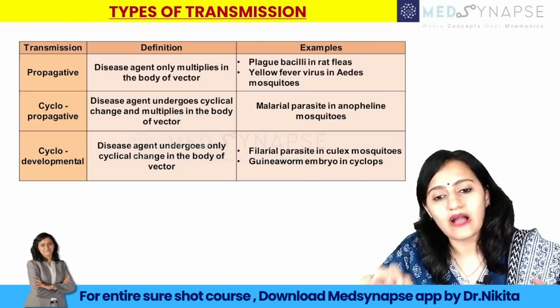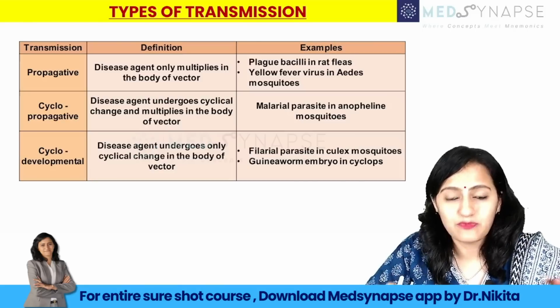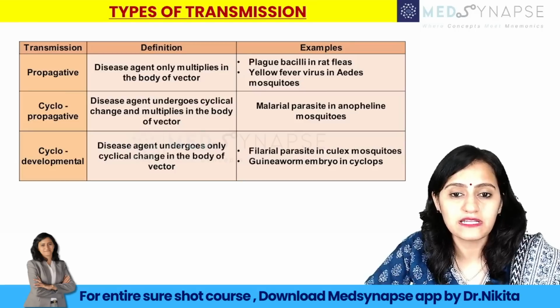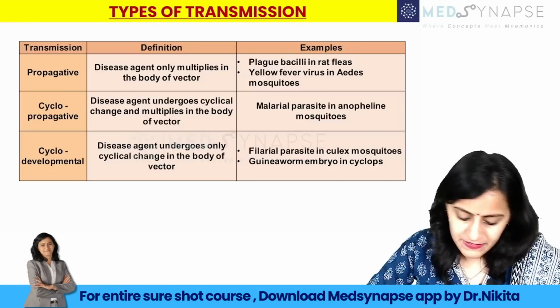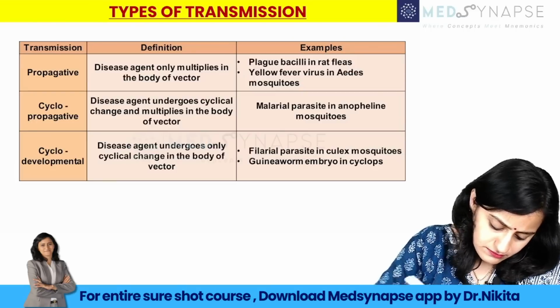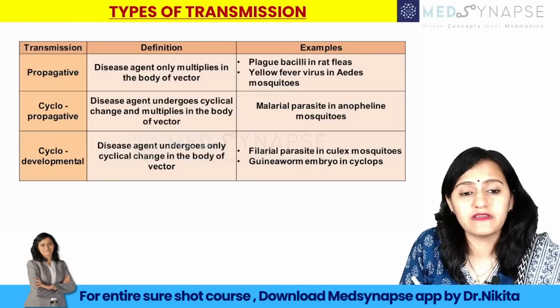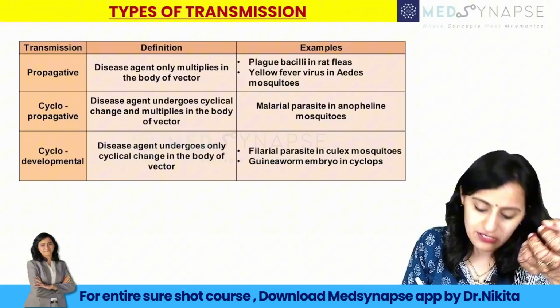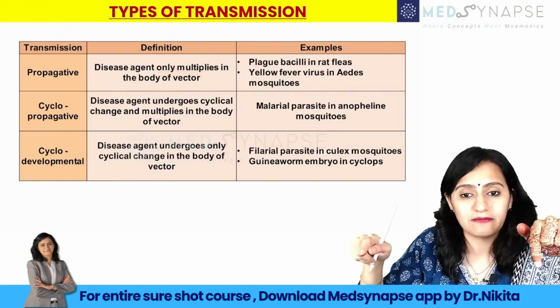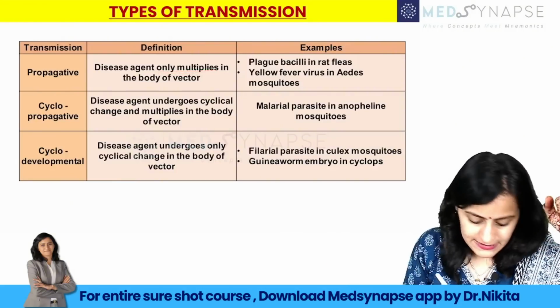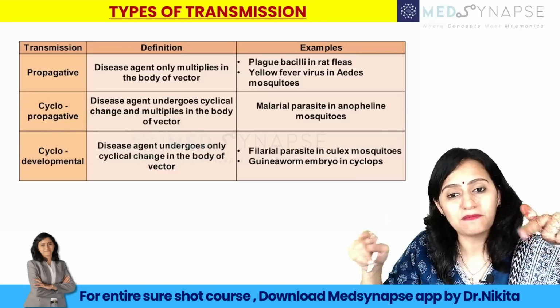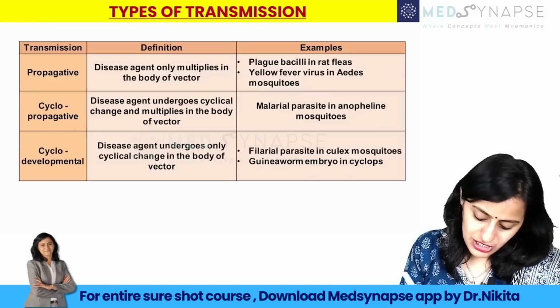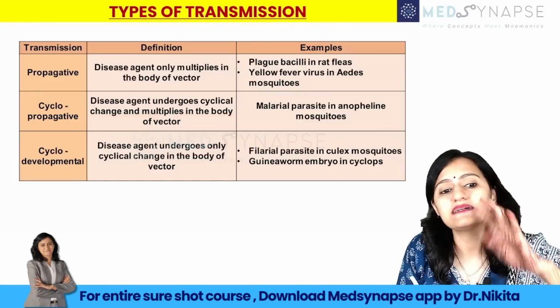Okay. Now coming to the types of transmission. What is propagative, what is cyclopropagative, and what is cyclodevelopmental? By propagative transmission, we mean that in the vector, the causative agent is only multiplying. Propagative means multiplying. Cyclopropagative means multiplying but also undergoing a cyclical change. There is development plus the propagation.